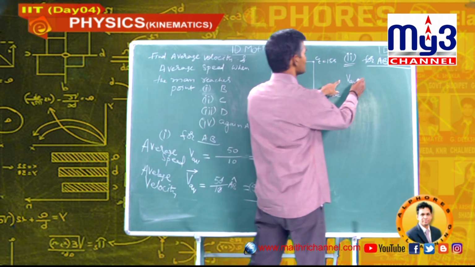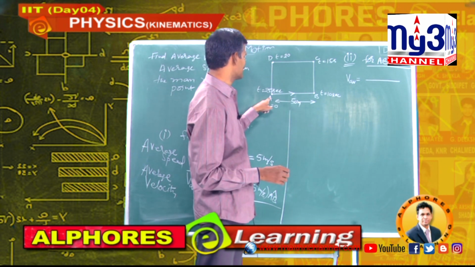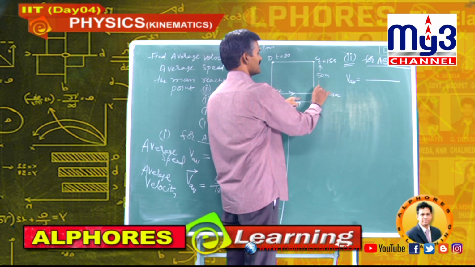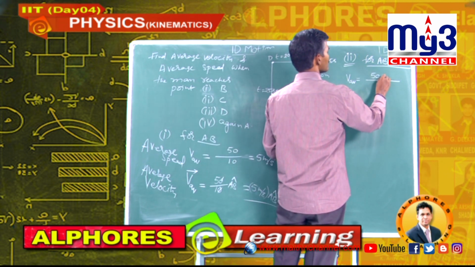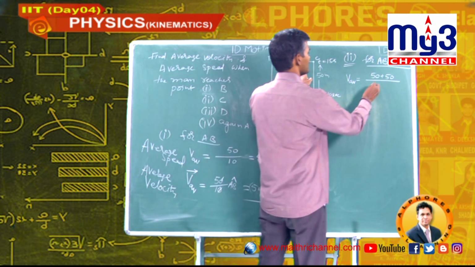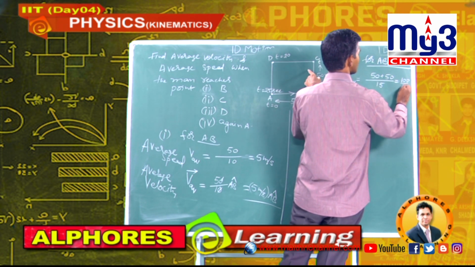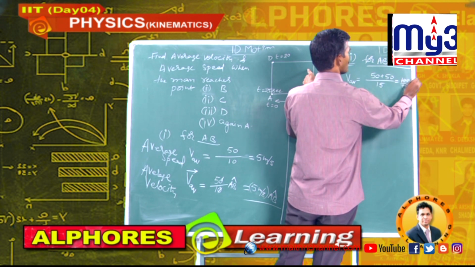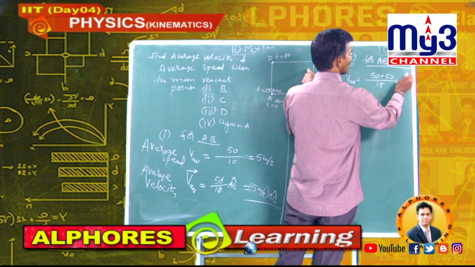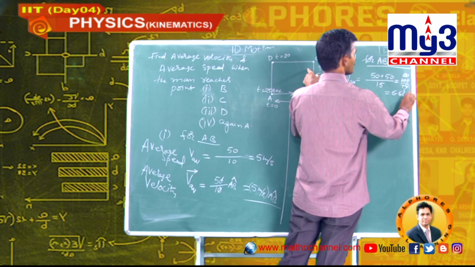V average here is total distance travelled by the man, that is 50. Again the man travels another 50 meters, that is 50 plus 50 by time taken, which is 15 seconds. That is 100 by 15, that is 20 by 3. This is nearly 6.66 meters per second.